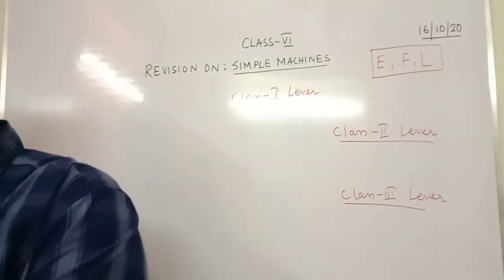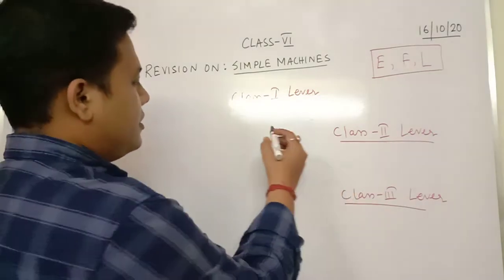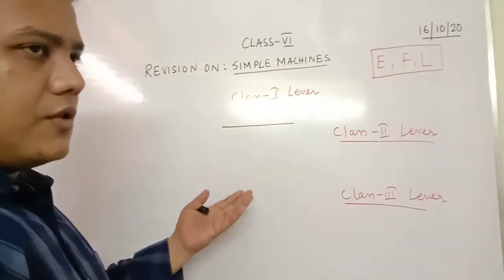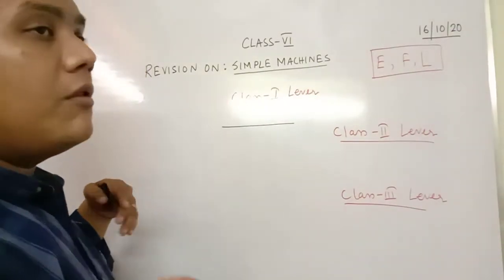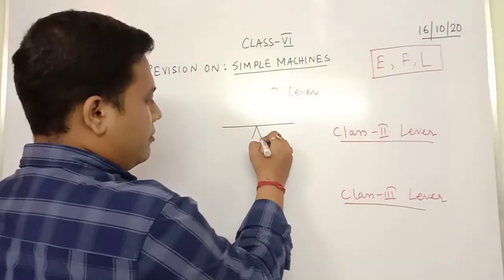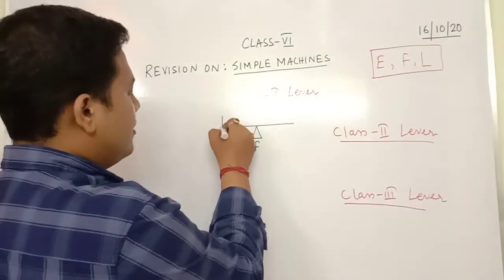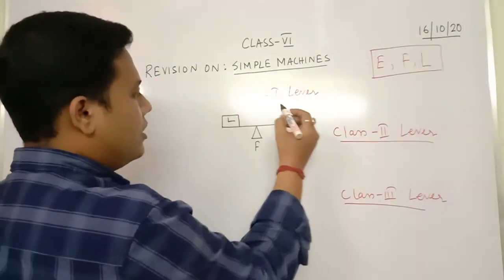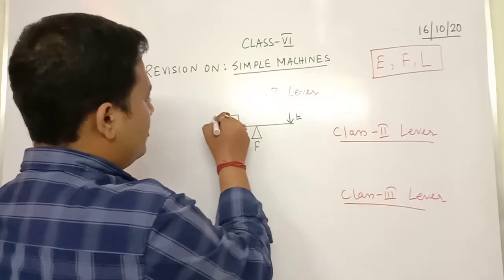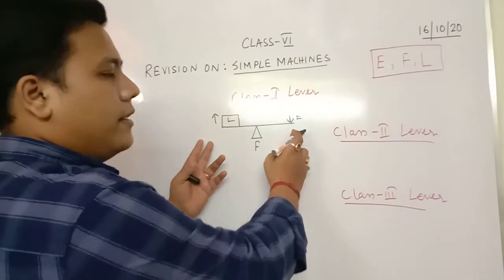Class 1 lever states that, suppose this is a lever, I'm drawing it as a straight line. Suppose it is a rod which is a class 1 lever. How will we justify that it is a class 1 lever? The fulcrum will be in between the load and the effort.